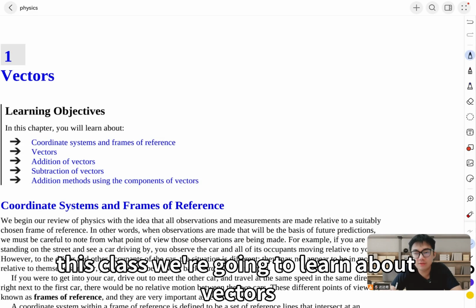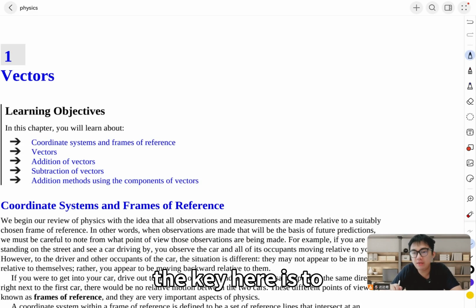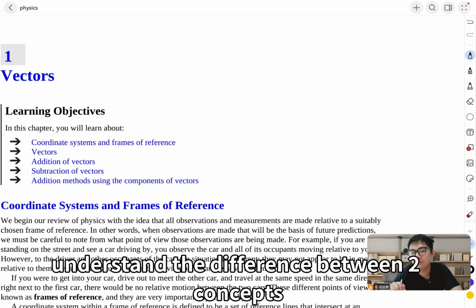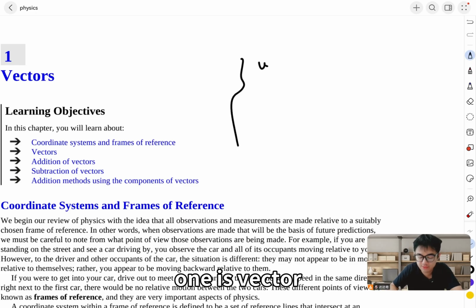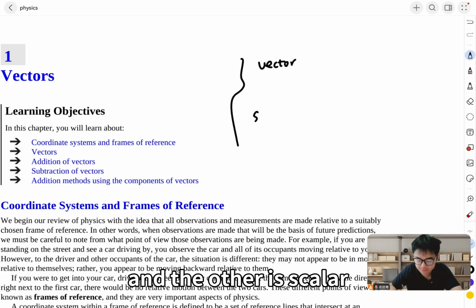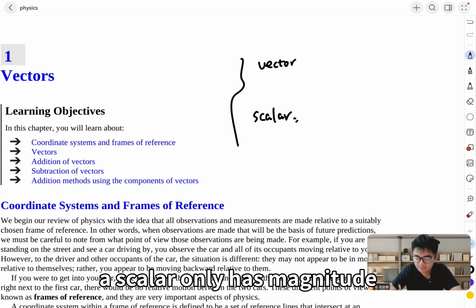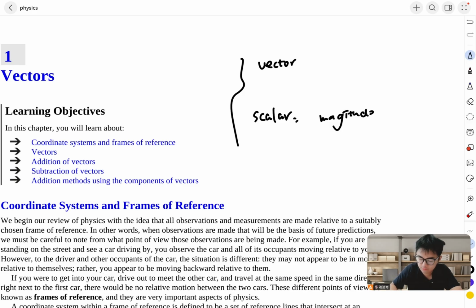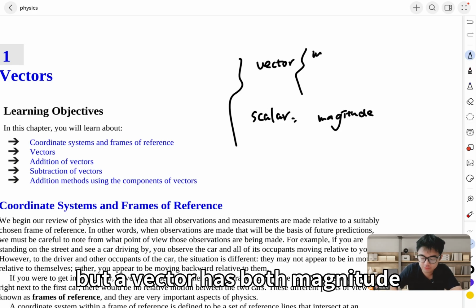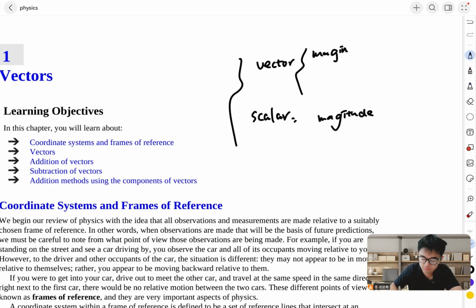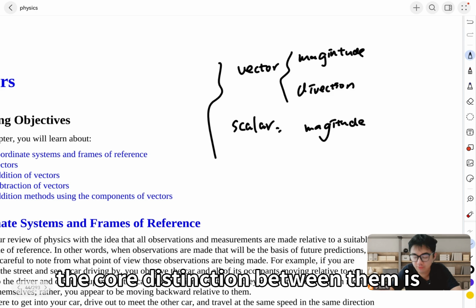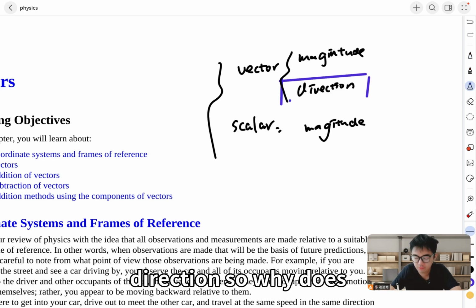This class we're going to learn about vectors. The key here is to understand the difference between two concepts. One is vector and the other is scalar. So what's the difference between them? A scalar only has magnitude, but a vector has both magnitude and direction.